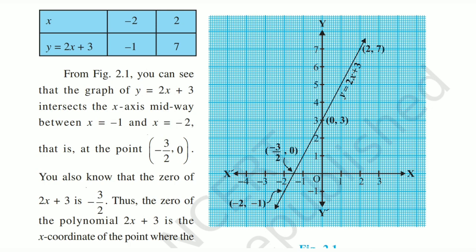So the linear equation, if we draw it on a graph, is a straight line, and it intersects the x-axis only one time. So the number of zeros here is only 1.